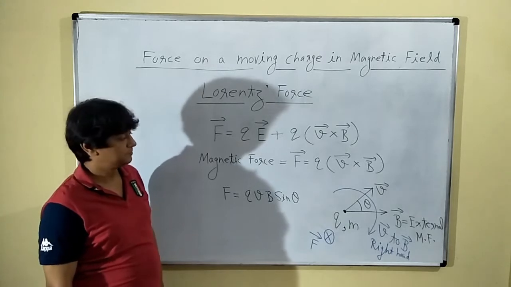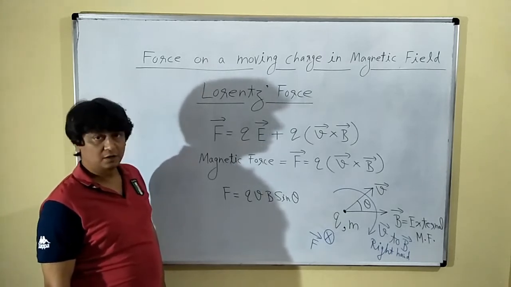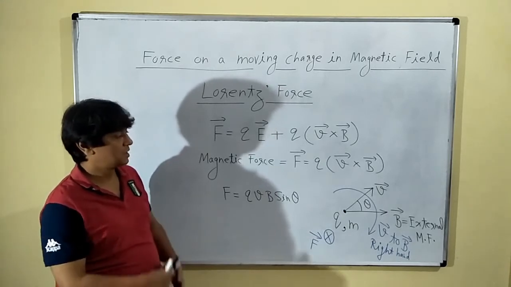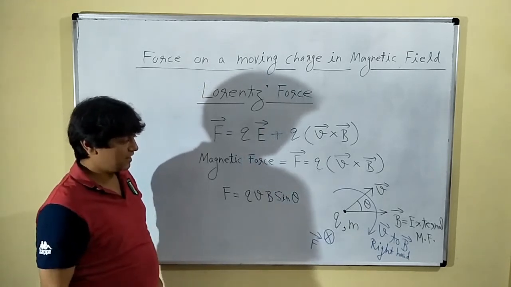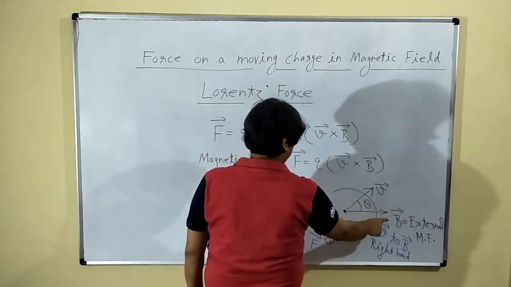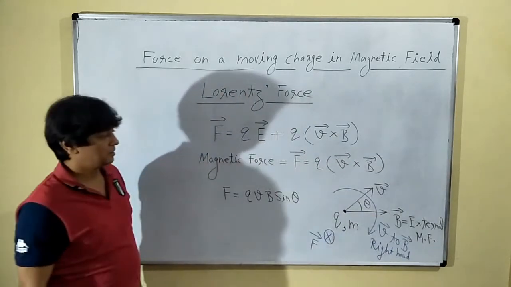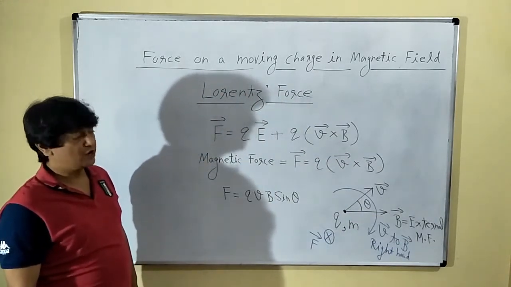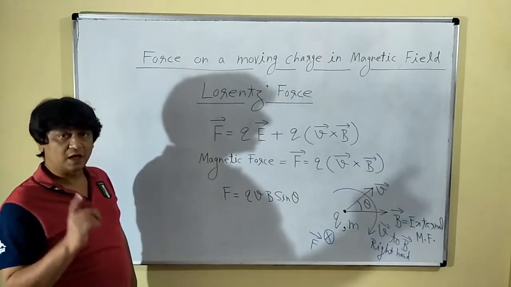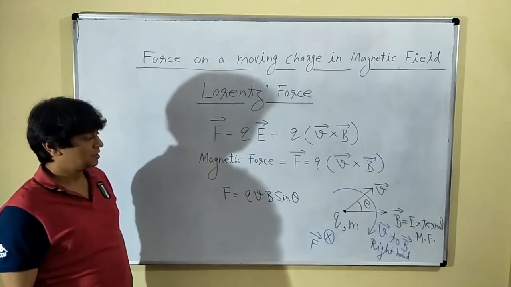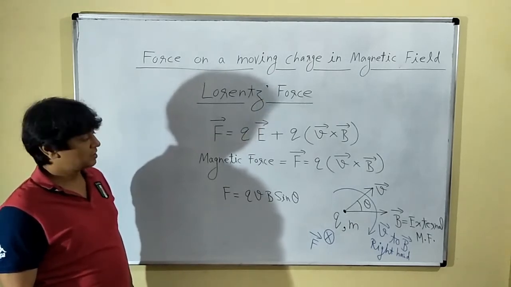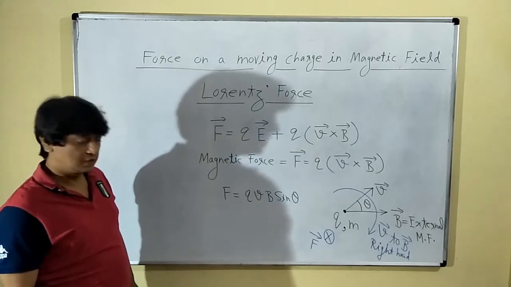That is, curl right hand fingers from V vector to B vector. Then the thumb points in the direction of magnetic force.